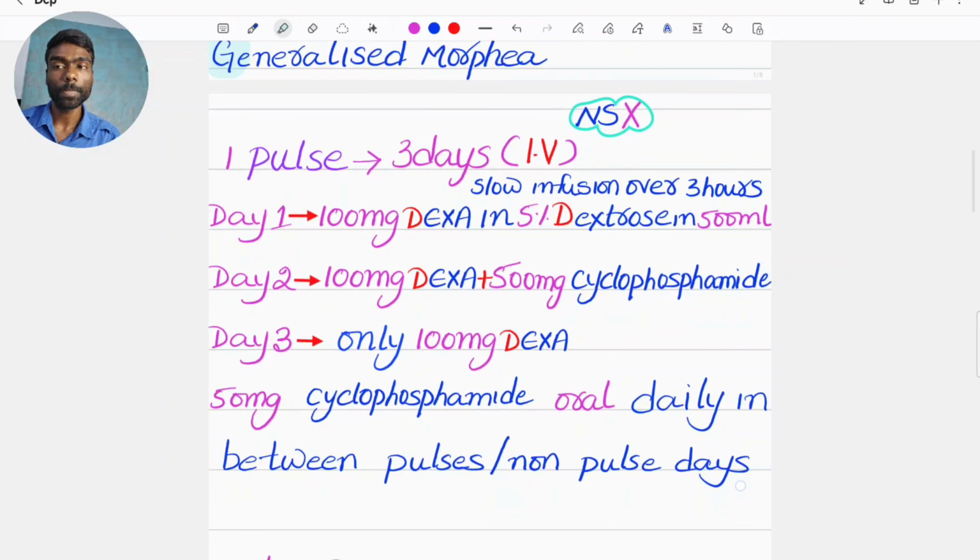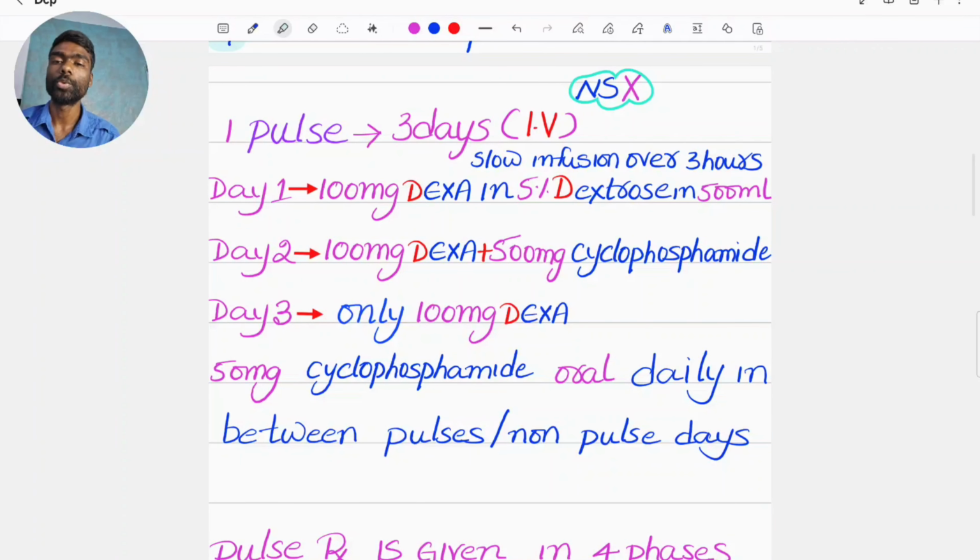Next, how many pulses, how many days do we have to give? First we will see what a pulse is. One pulse will be for 3 days IV. On day 1 we will give Dexa, 100 mg dexamethasone in 5% dextrose, not normal saline, in 500 ml, as a slow infusion over a period of 3 hours.